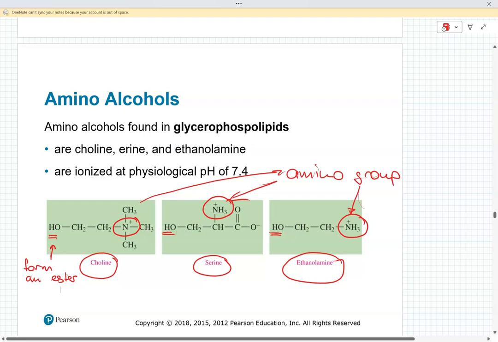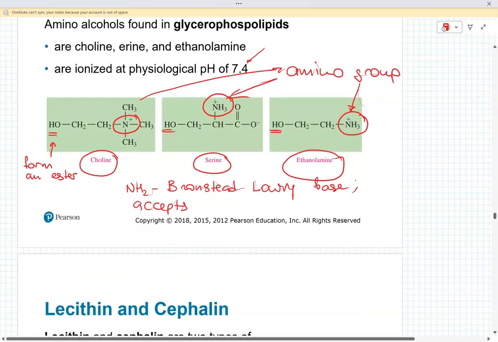Does that make sense? Now, the amino group NH2 is a really, really strong base. So at the physiological pH of 7.4, this amino group works as the Bronsted-Lowry base, which means it gets protonated. It accepts the proton. So far, making sense?